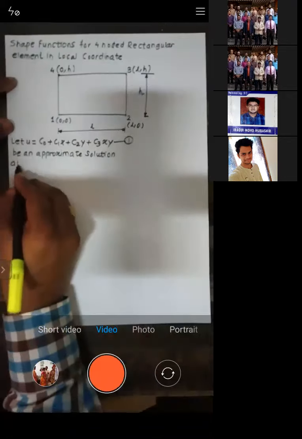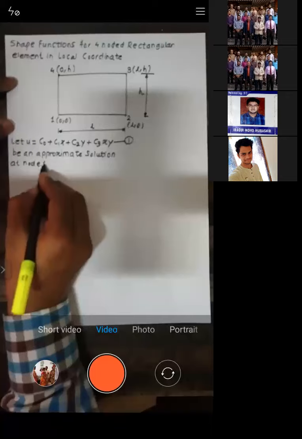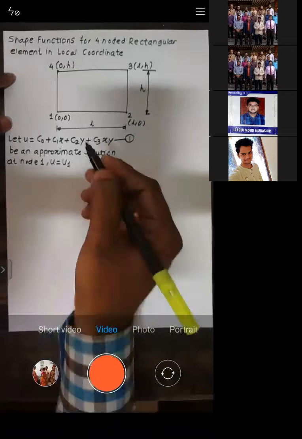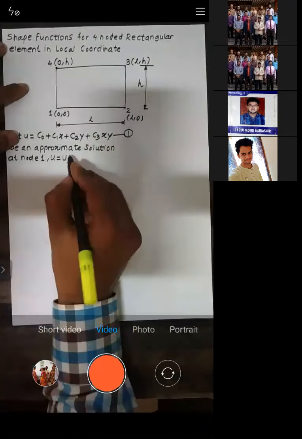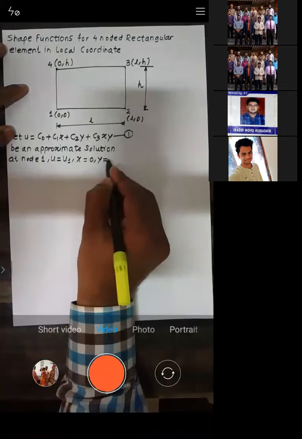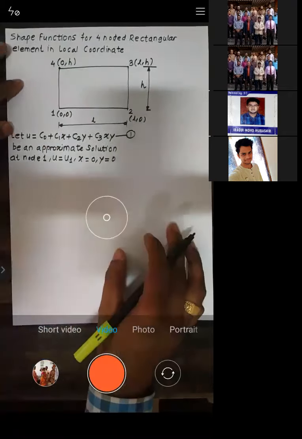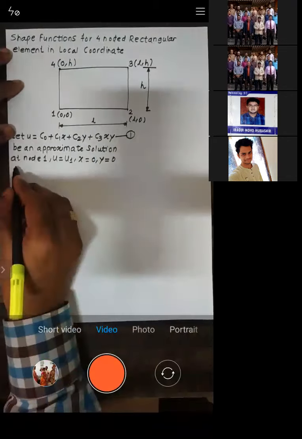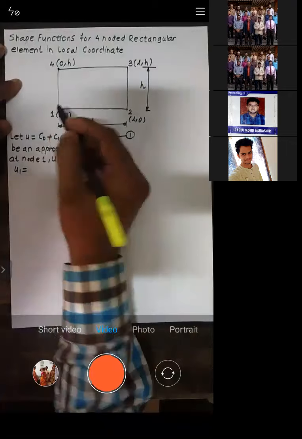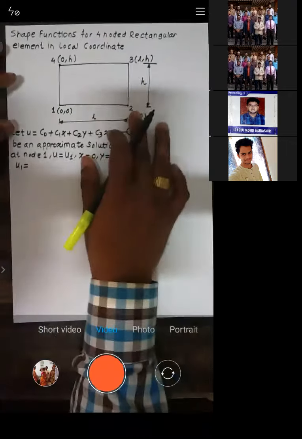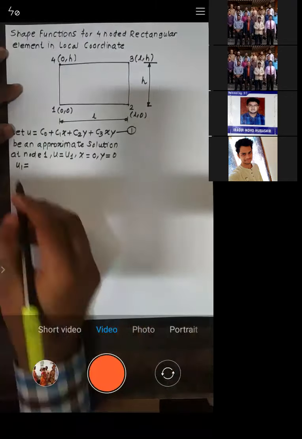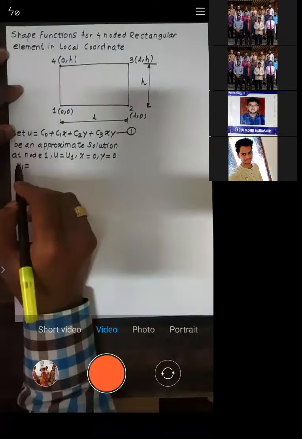At node 1, obviously, what is the value of displacement? It is U1, yes or no? What is the value of X at node 1? It's 0. What is the value of Y at node 1? It is 0. Is it okay? So let's put that value. What is the displacement at node 1? U1. At node 2? U2. At node 3? U3. At node 4? U4. Right? So at node 1, U is equal to U1.